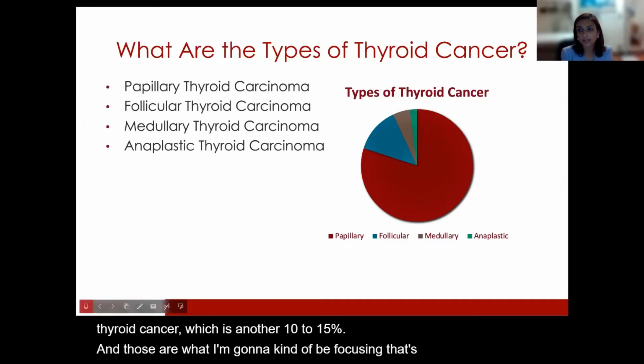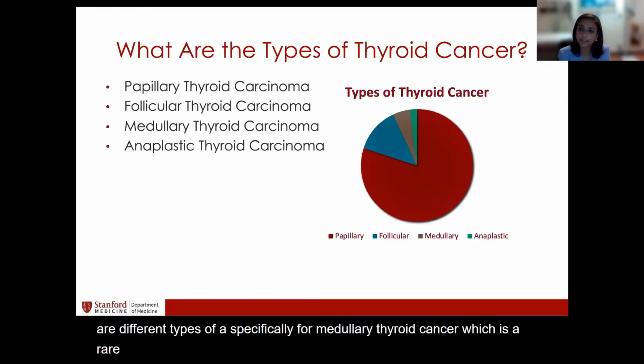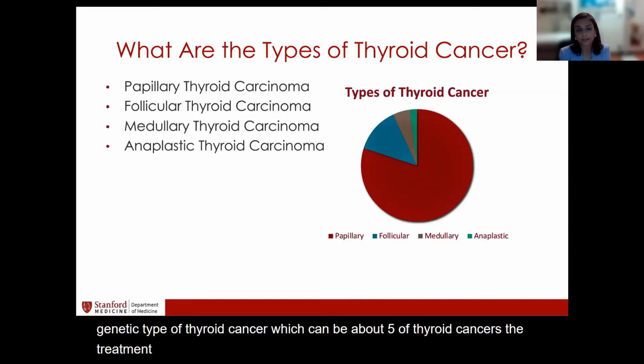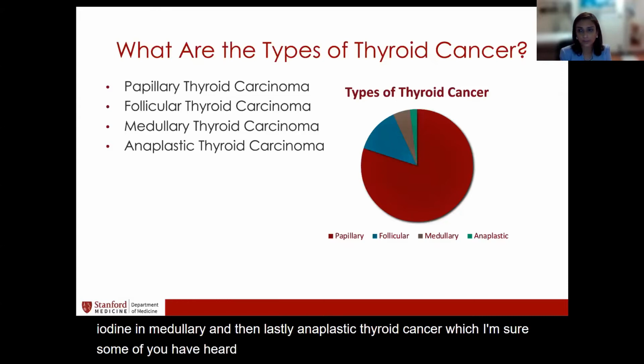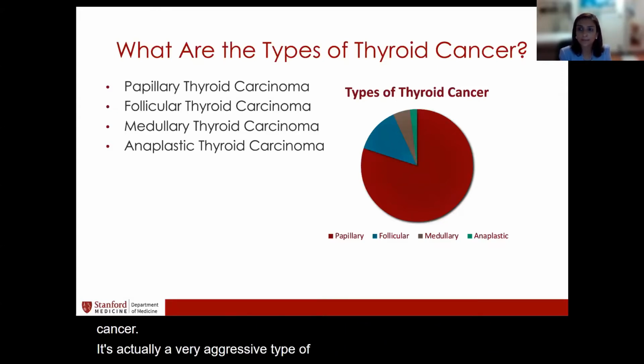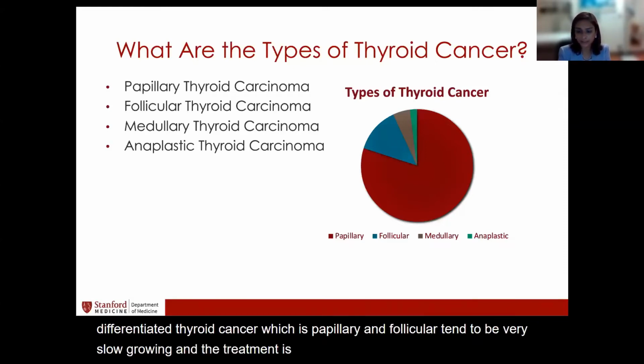There are different talks at ThyCa specifically for medullary thyroid cancer, which is a rare genetic type of thyroid cancer that can be about 5% of thyroid cancers. The treatment is different than papillary and follicular, as we don't use radioactive iodine in medullary. And lastly, anaplastic thyroid cancer, which I'm sure some of you have heard about, is the most aggressive type of thyroid cancer. It's a very aggressive type of cancer, period, and it grows overnight. Differentiated thyroid cancer, papillary and follicular, tends to be very slow growing, and the treatment is surgery and radioactive iodine that we're going to talk about.